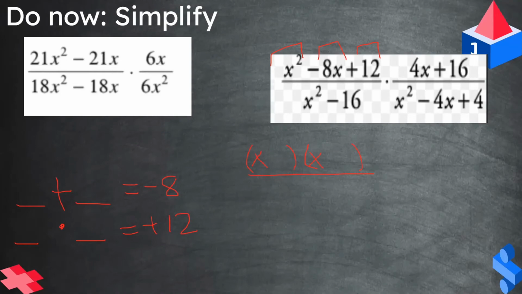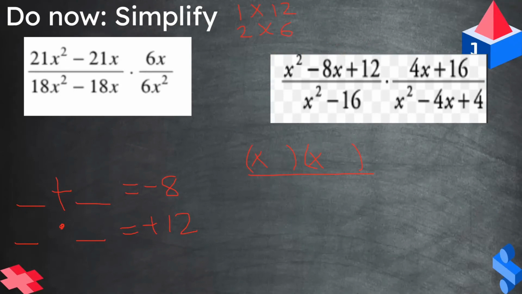What I personally do is I try to find the factors of 12. Okay, so what are the factors of 12? I'll use the space at the top. So the factors of 12: 1 times 12 gives you 12. 2 times 6 gives you 12, right?